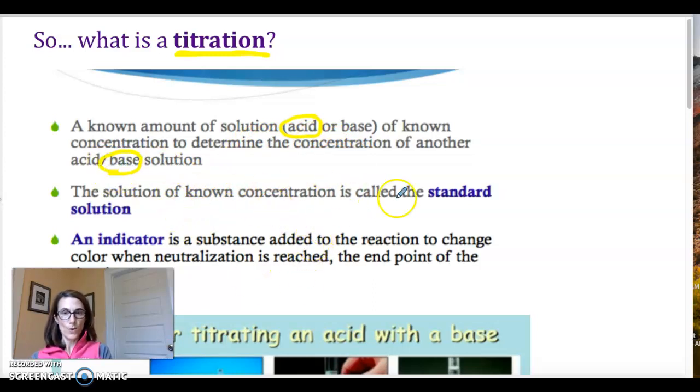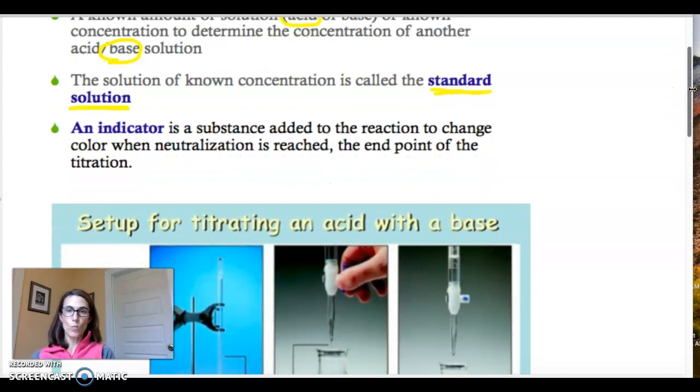So the solution of known concentration would be called the standard solution, and then the other solution we would just call the unknown. And this is where last week you learned about what indicators were and what they were used for. This is when the indicator comes in handy. The indicator is added to that standard solution so that when we start adding our unknown, we are able to detect when neutralization is reached. Neutralization is reached at the end point of the titration.